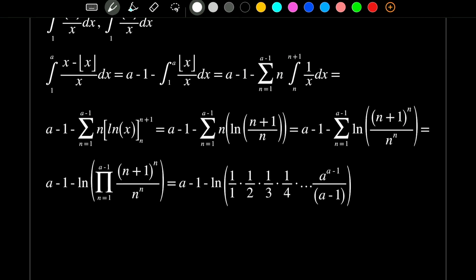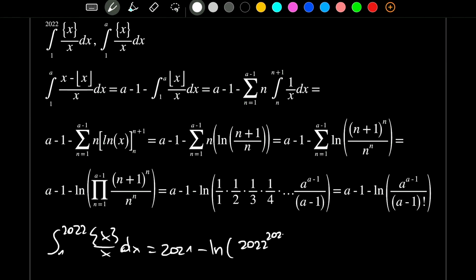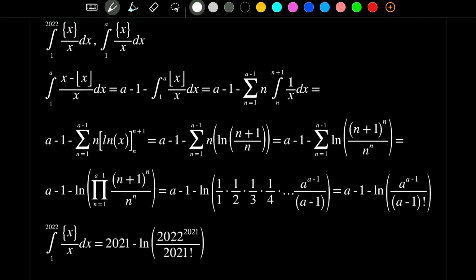Now we can say that this equals a minus 1 minus the log of a to the power of a minus 1 divided by a minus 1 factorial. And thus our integral from 1 to 2022 of the fractional part of x divided by x dx is going to equal 2021 minus the natural logarithm of 2022 to the power of 2021, all divided by 2021 factorial. So awesome, we found the solution we needed.